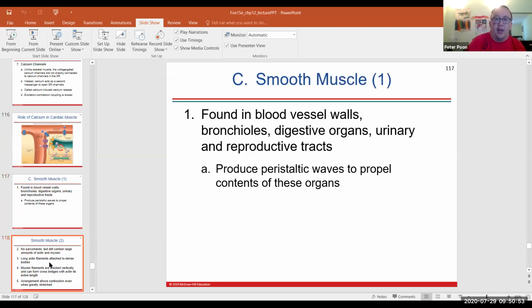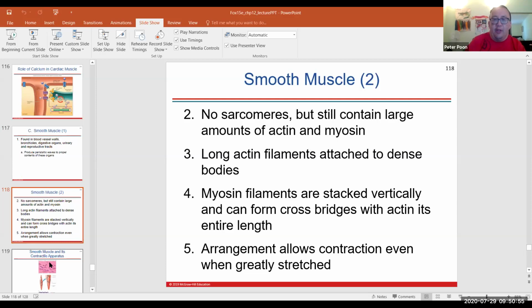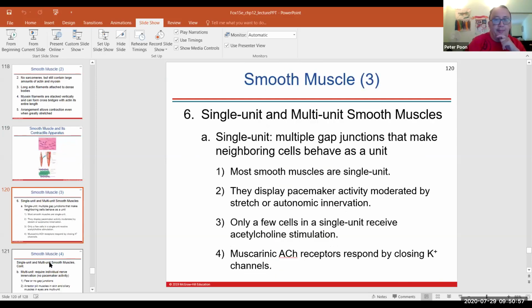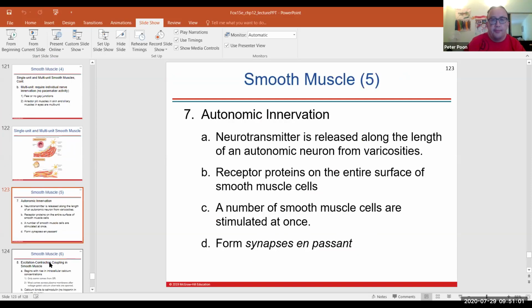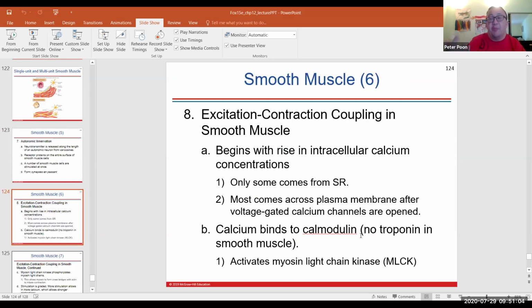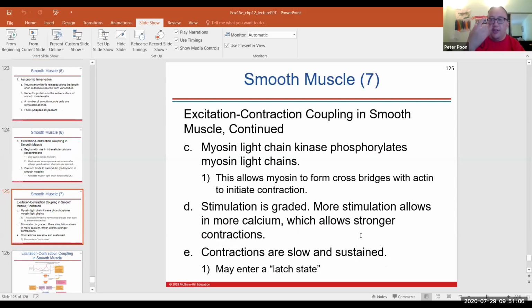Smooth muscle, you guys can go through this on your own. It's really, really simple. And also, smooth muscle is autorhythmic, so they have their own rhythm for the most part.